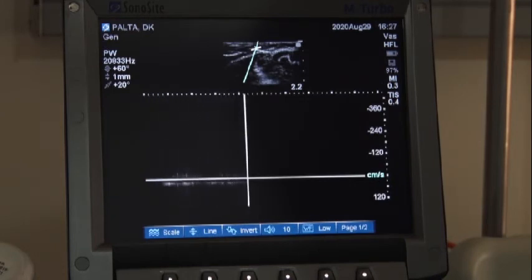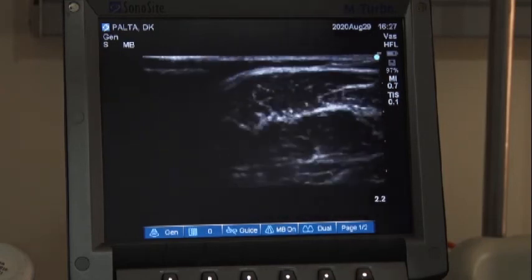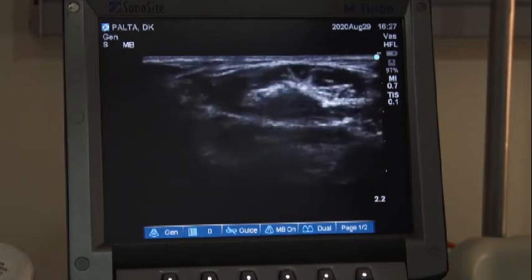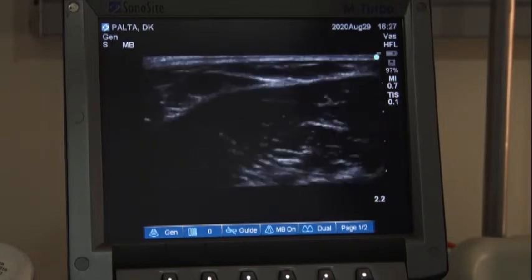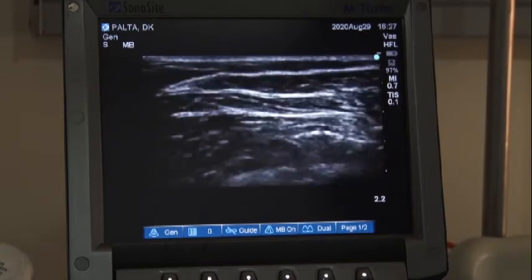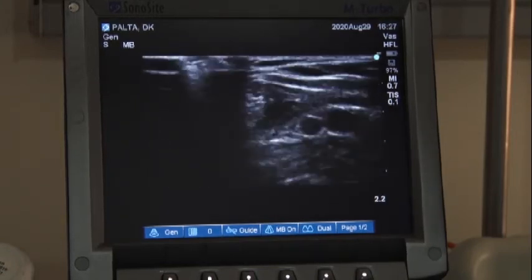Not much flow in it. So we'll see now the basilic vein. It is dividing into two. So this is the basilic vein.